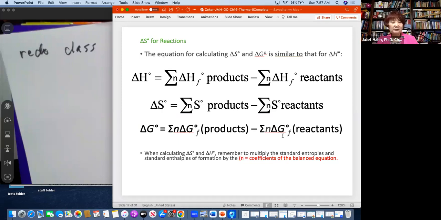And you have to take into account the number of moles in your equation that you're trying to calculate the enthalpy of formation, the enthalpy at standard conditions, the entropy at standard conditions, or free energy at standard conditions. You're doing it for a particular reaction, and you have to take into account the number of moles. You add up all the products, you add up all the reactants, and subtract one from the other.